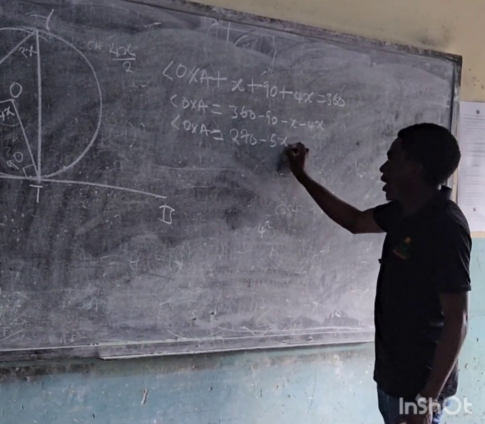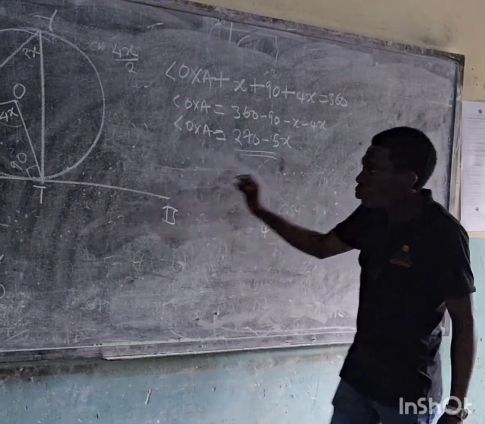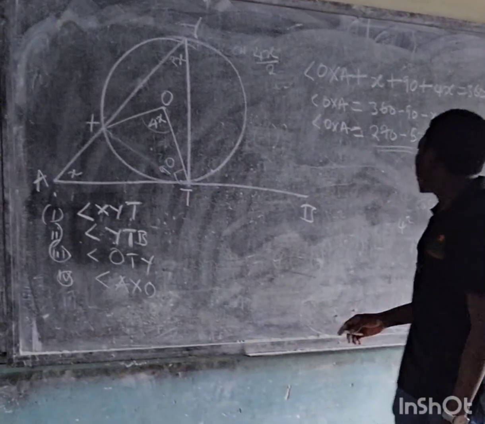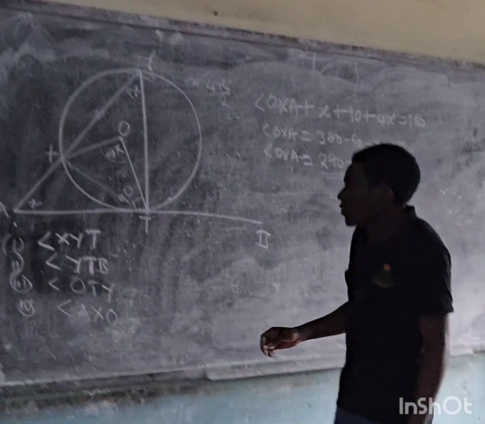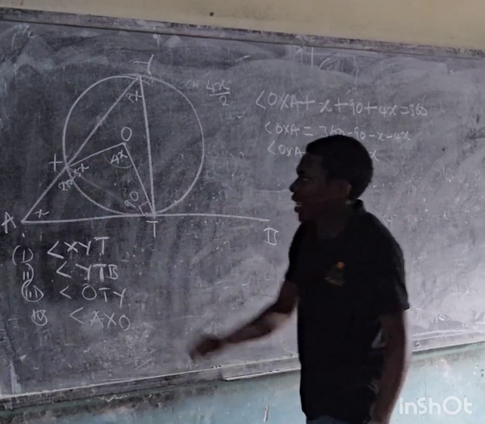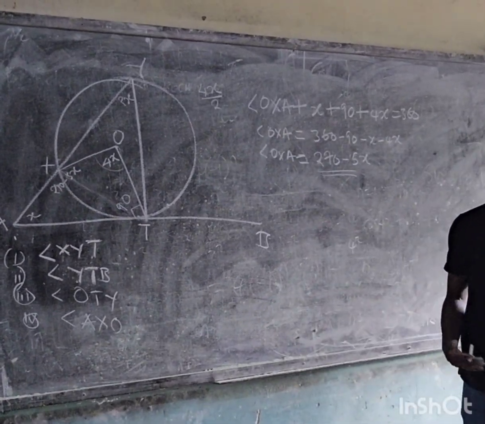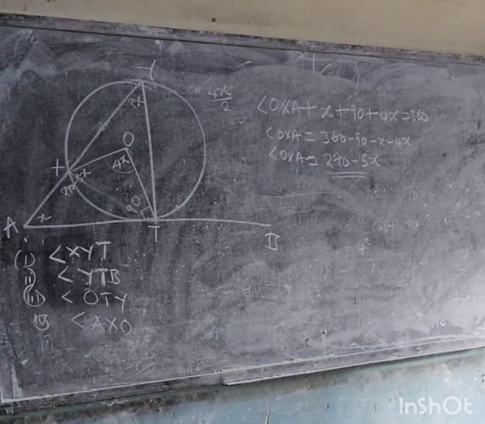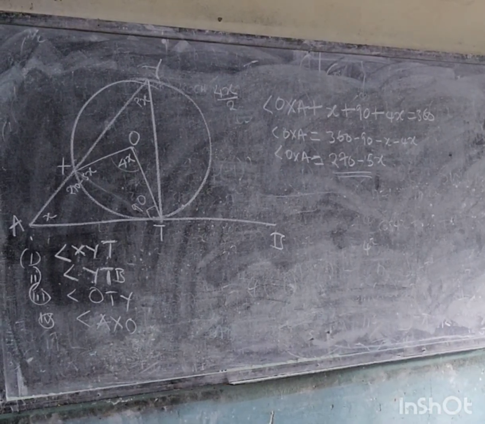Is minus 5x. So meaning that this angle which is here, you can even write it to say it is 270 minus what? 5x. So you say 270 minus 5x like that. Are you seeing how we are getting the angles? So they have gotten that angle there.